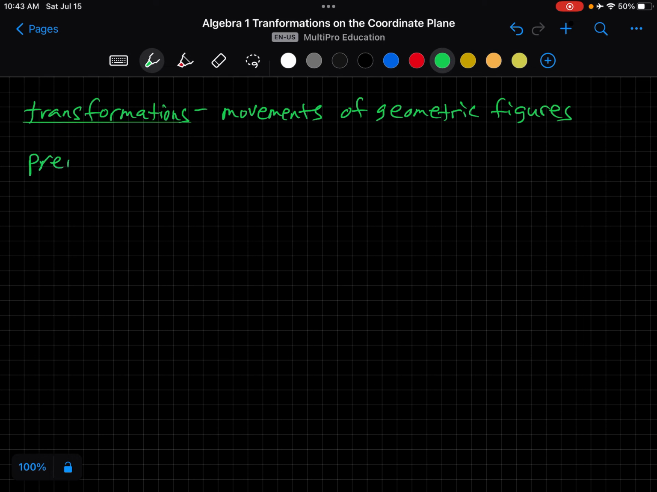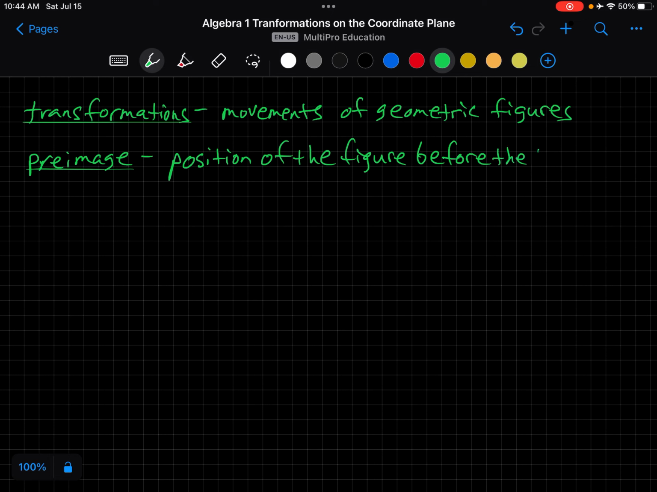Alright, now let's look at another definition. Preimage. Well, this is the position of the figure before the transformation. Alright, so if we were watching the movie Transformers, this is when the Transformers are vehicles. So this is before they are transformed.